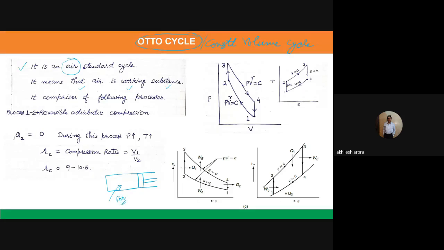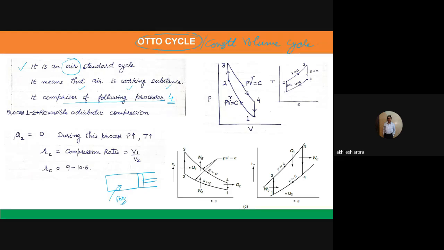And basically, we are just trying to copy the working of a petrol engine. Now it comprises four processes. Basically there are four processes because we talked about the four-stroke engine. So there will be four processes in this cycle. Even if it is a two-stroke engine, sometimes we do have a two-stroke engine, in that particular case also we have four processes. So an Otto cycle comprises four processes.